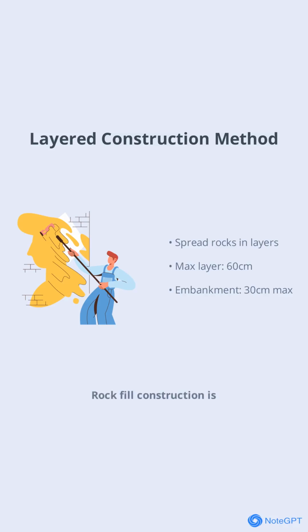Rock fill construction is typically carried out in layers. Each layer of rock is spread evenly and compacted before the next layer is added. This method helps to ensure that the fill is stable and that there are no weak spots within the structure. The thickness of each layer should not exceed 60 centimeters, and for embankment fill, each layer should be no more than 30 centimeters thick. Layered construction is key to achieving a strong and reliable structure.